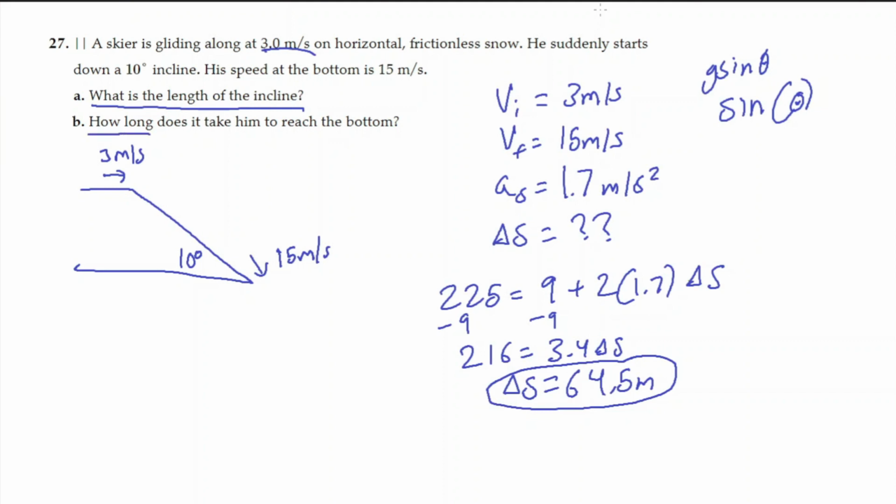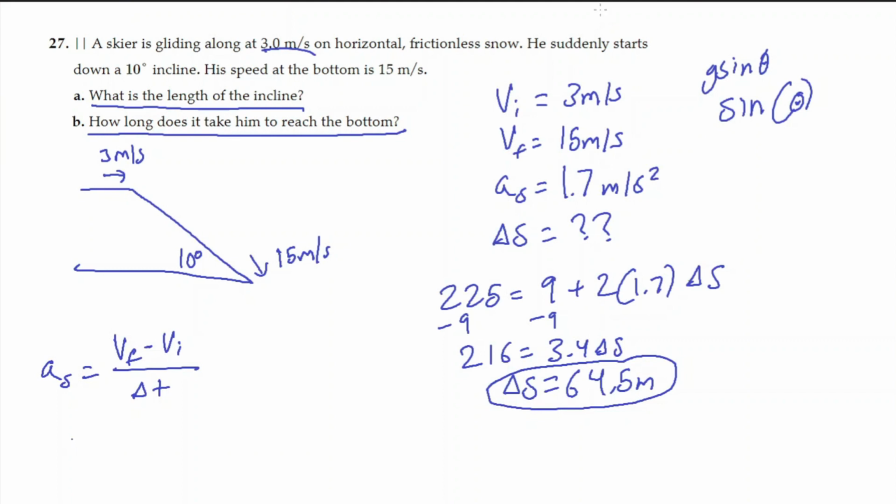And number 2 is telling us how long does it take him to reach the bottom. So in order to find time, if you remember, the equation for acceleration is v final minus v initial over delta time. We know the acceleration, we calculated that. We know v final and initial. So all we need to do now is calculate that.